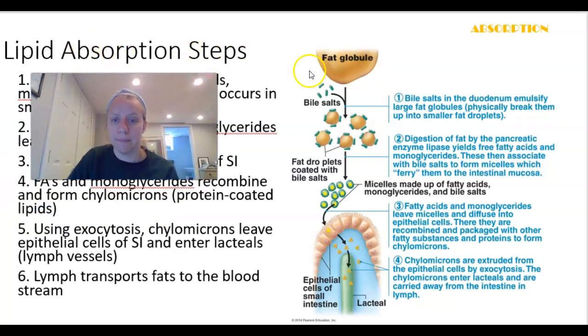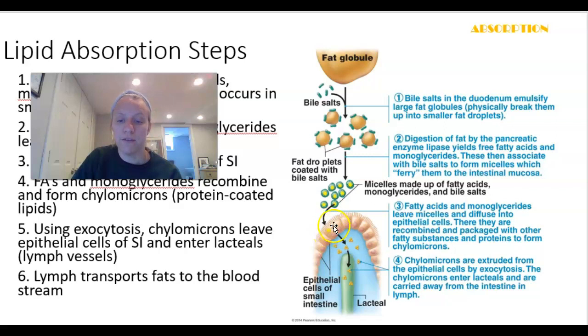Lipid absorption steps. Here's our fat globule. Here's our emulsification, right? Bile salts. We get the pancreatic lipase to come in, and we create these micelles, which are going to have fatty acids, monoglycerides, and the bile salts wrapped around them. They move to the villus epithelial wall. The bile salts stay in the small intestine. The fatty acids and monoglycerides move into the villus cell here.